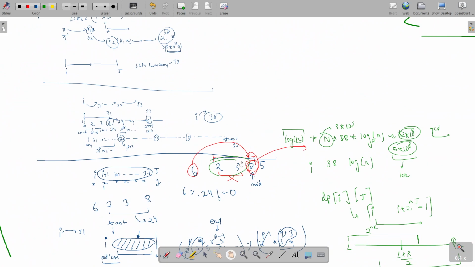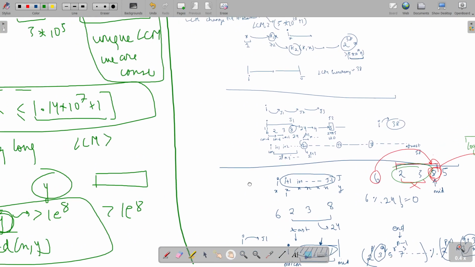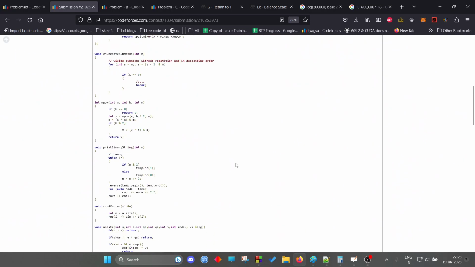Okay. The tricky part here is now the range LCM queries. For that, you can initially start with the segment tree solution. Make sure it is working fine. It will give you a TLE, and then you can read about sparse tables, and it's very simple, and how you can find the LCM using sparse tables in O(1). So I will show you my code now.